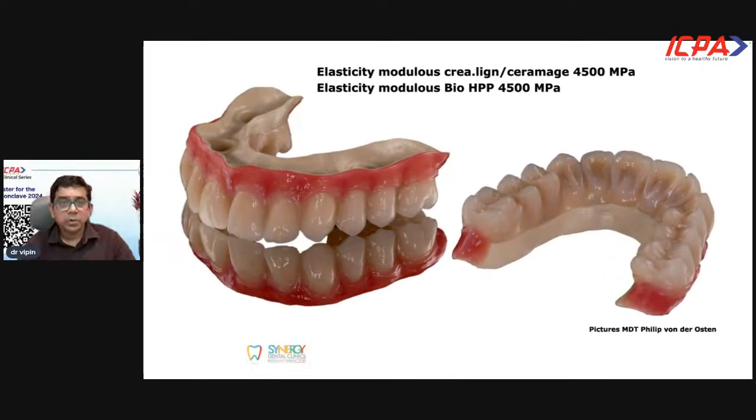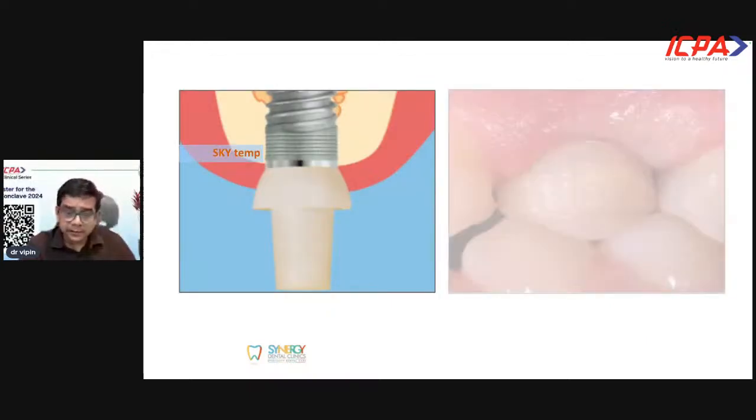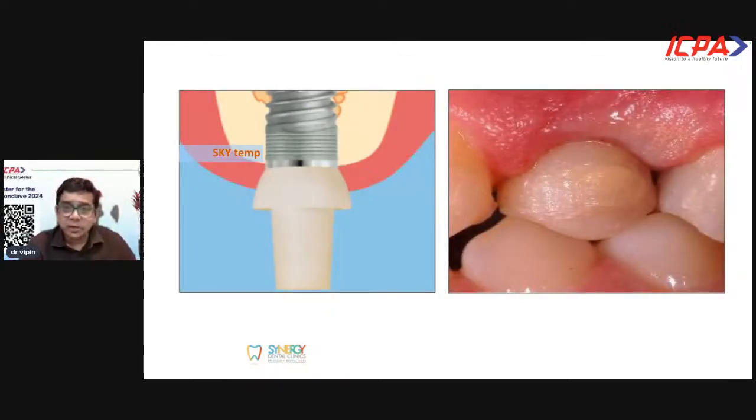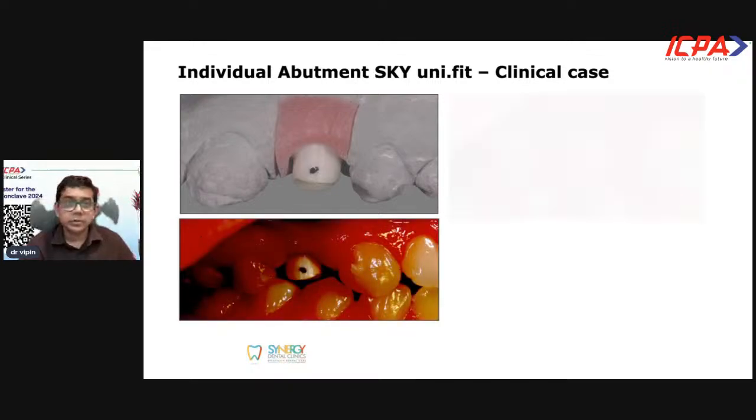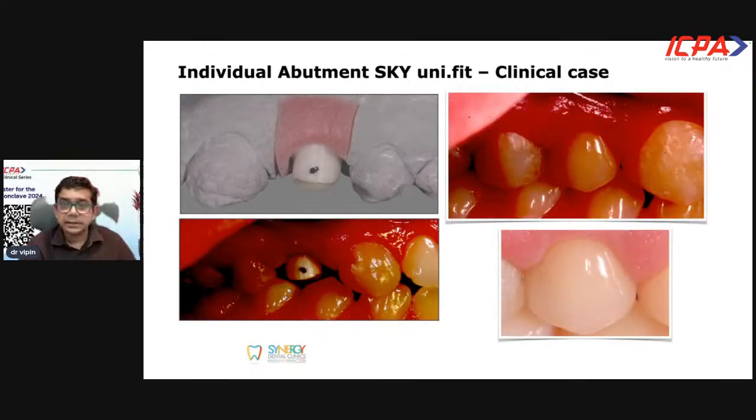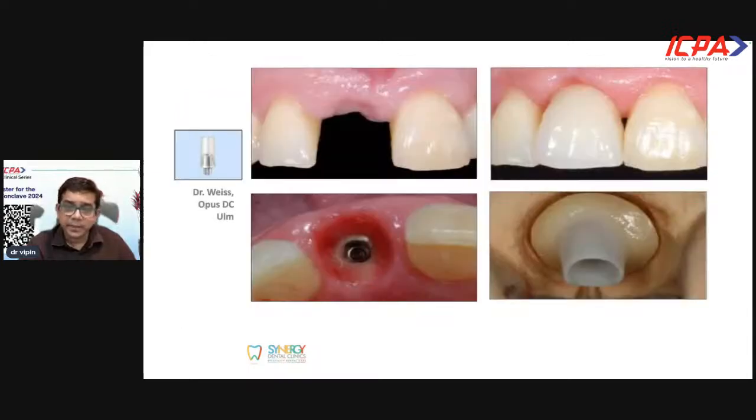Okay, so in all-on-four cases we do a lot with PEEK with composite layering, or PEEK frameworks or Bio HPP frameworks with zirconia crowns onto it. We are doing a lot of cases. I'll show you a few of them as I go ahead. Of course, this is a Bio HPP abutment on which a zirconia crown has been delivered. You can see the case, a crown on a Bio HPP abutment. These materials are very biocompatible, so they don't cause irritation to the gums also.